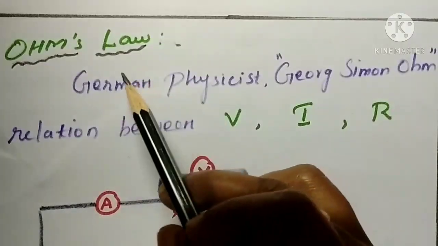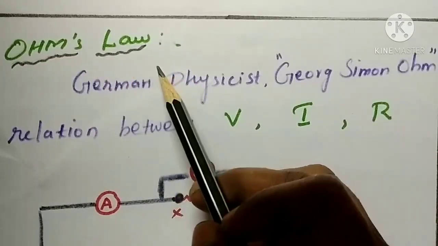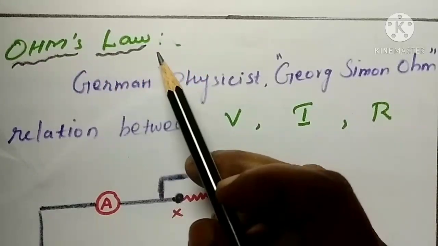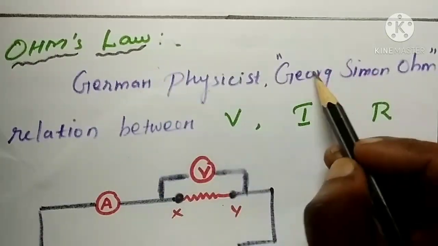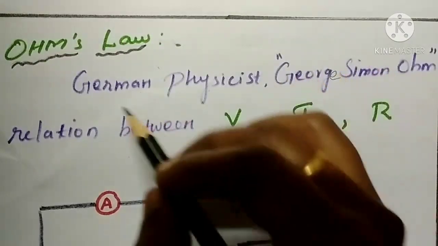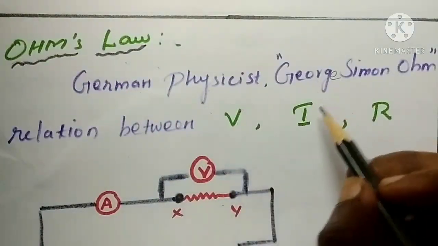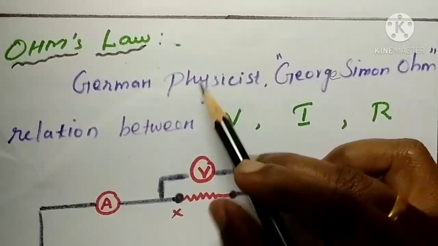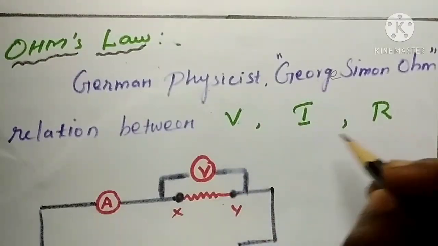Next we are going to learn one important topic in this electricity lesson: Ohm's law. It is very, very important. If you go to 12th standard, you will learn this there also. Who formulated this law? A German physicist, George Simon Ohm. Ohm's law tells the relation between the potential difference or voltage V, the current I, and the resistance R.